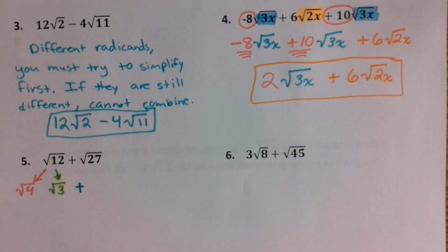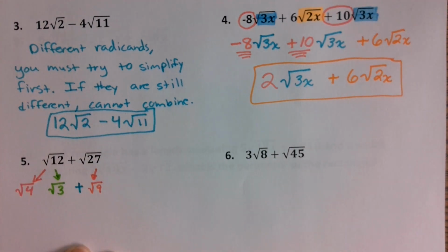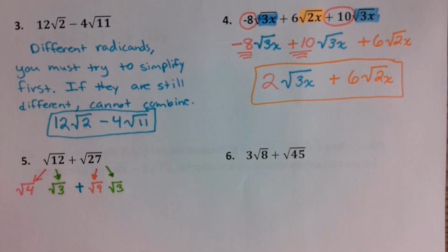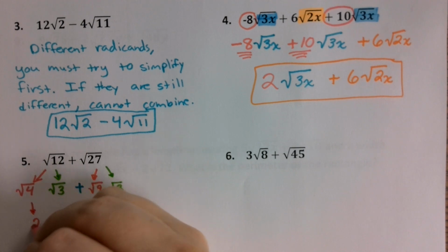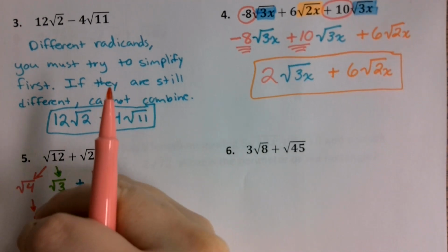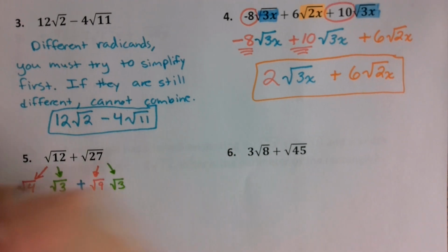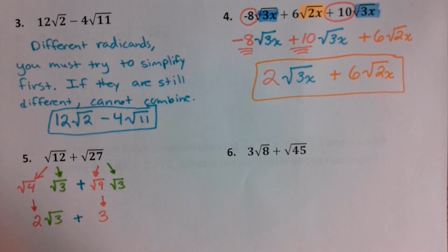Plus, what about the 27? What's the largest perfect square that can go into 27? 9. So we have the square root of 9, and then that can break down to the square root of 3. Okay, so the square root of 4 is going to give us 2, so we'll have 2 square roots of 3 plus the square root of 9 is going to give us 3, so we have 3 square roots of 3.